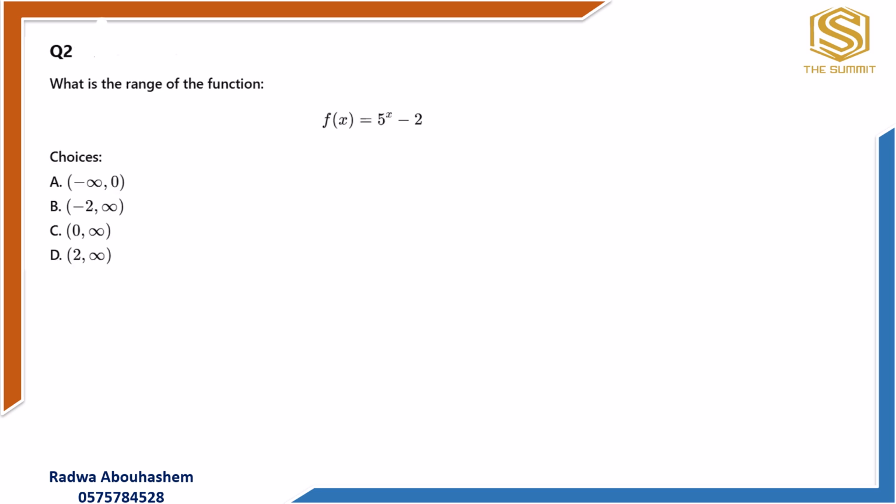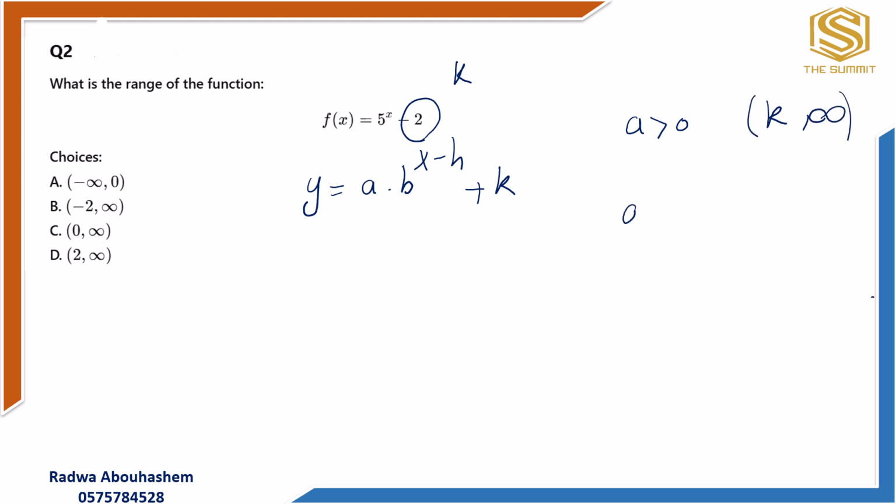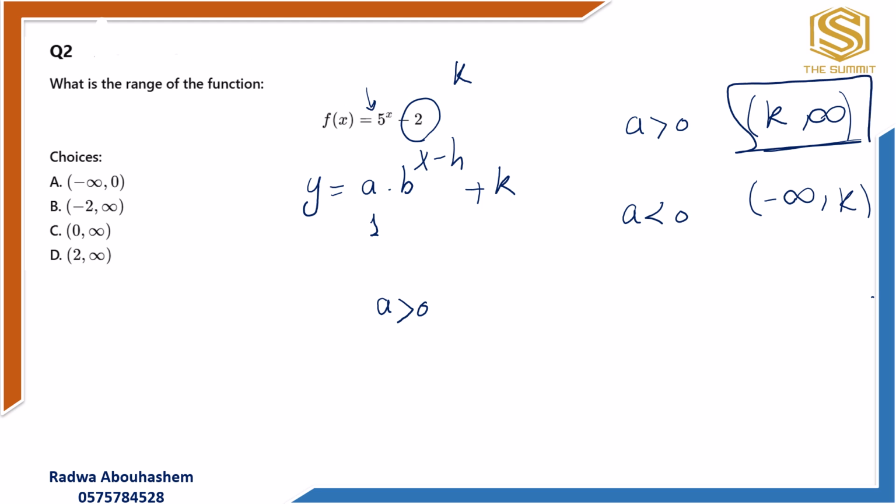What is the range of the function f of x equals 5 to the power of x minus 2? Again, here is the rule for the transformed function: a times b to the power of x minus h, plus k. So this is k. And you remember when a is greater than 0, this means my range would start from k to infinity. And if it's smaller than 0, it would be from negative infinity to k. As you see here, there is no number beside the 5, so a is 1. So a is greater than 0. This means my range would be from k to infinity, from -2 to infinity.